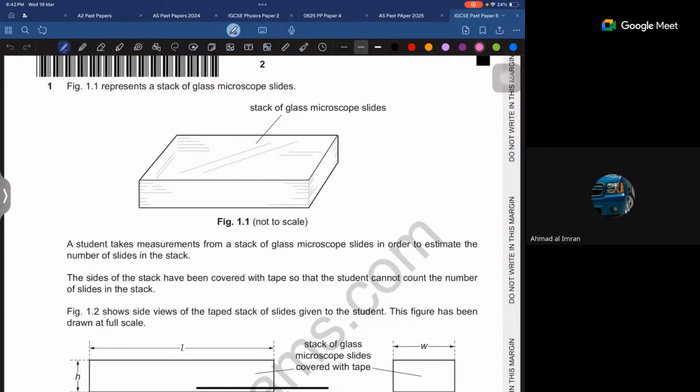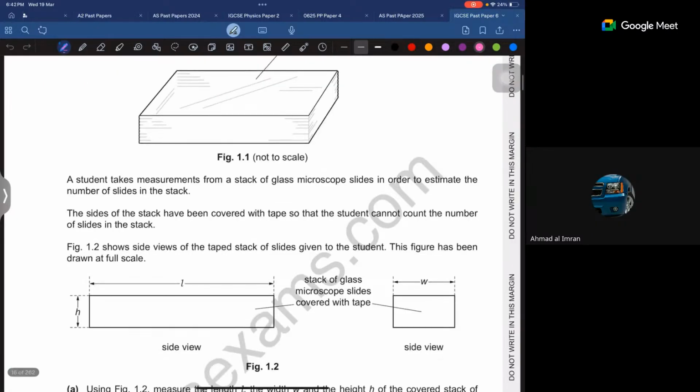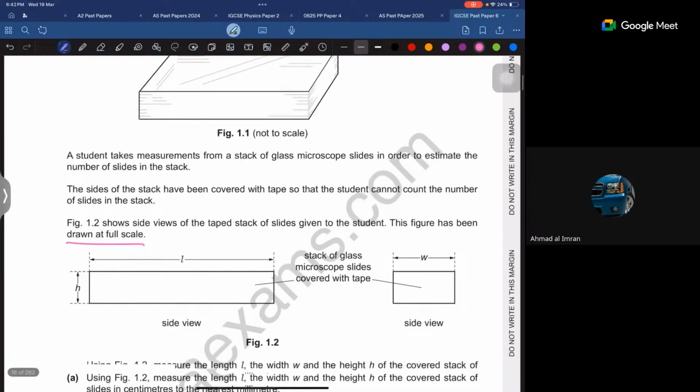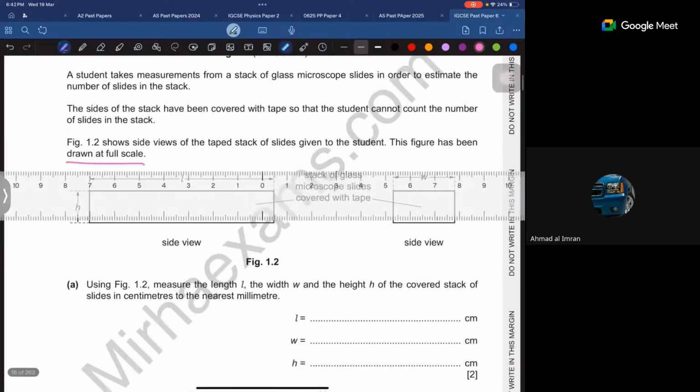So now it says side a block. They've given you a full scale. As you can see, it's drawn at full scale. And then they give you length. So you have to use your ruler to do that.